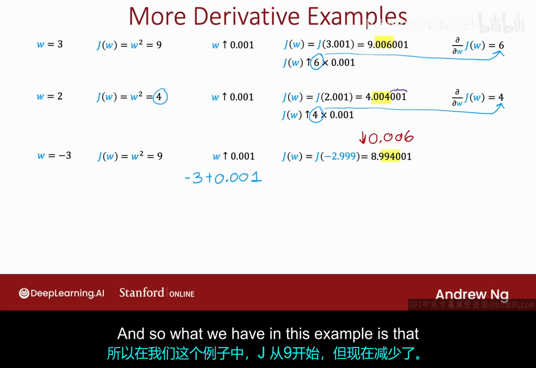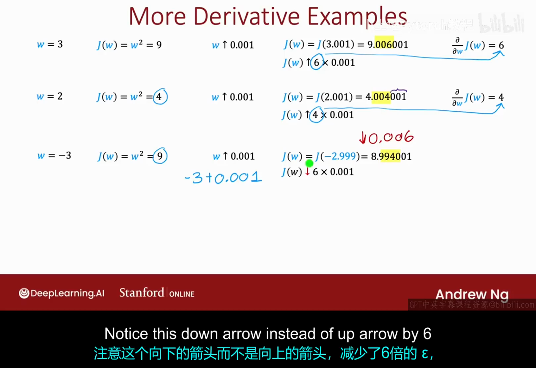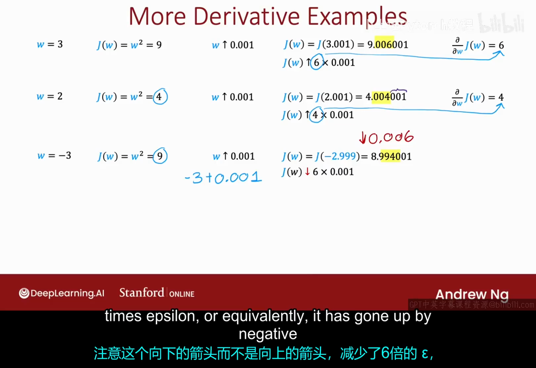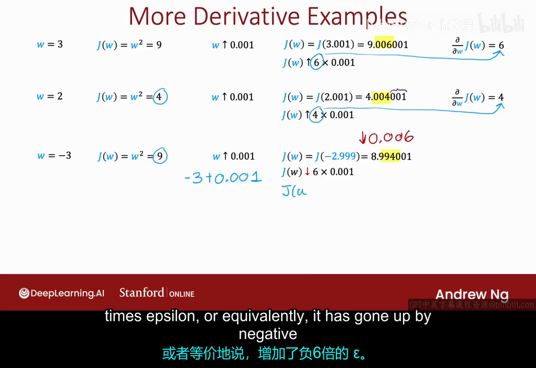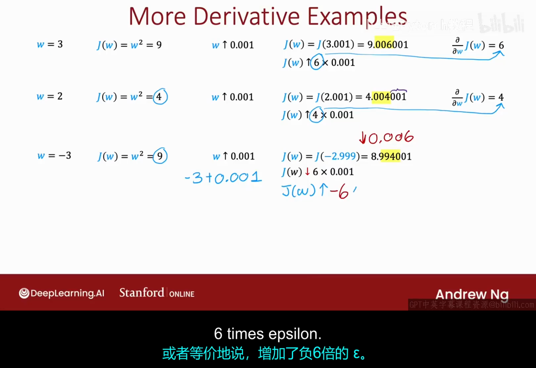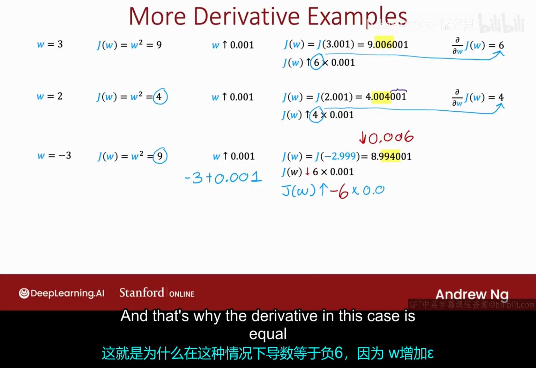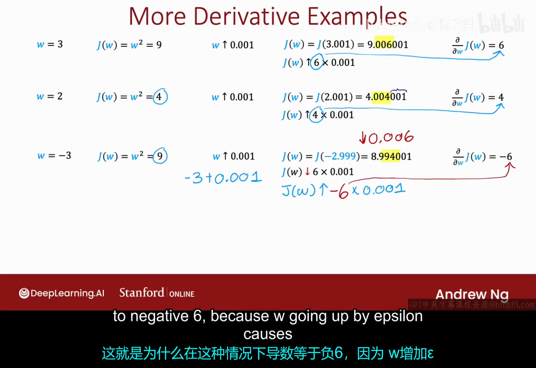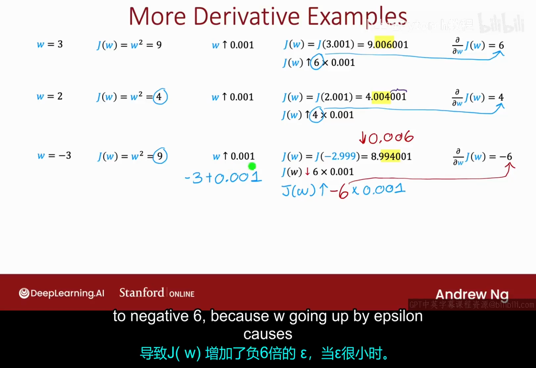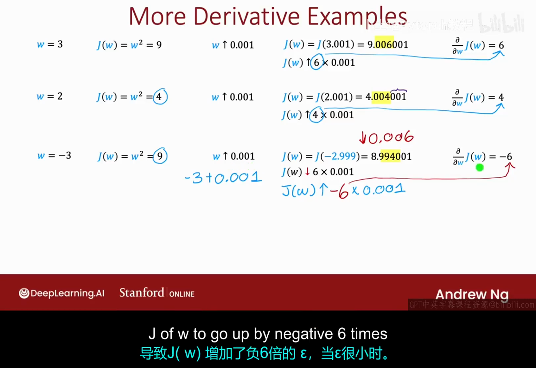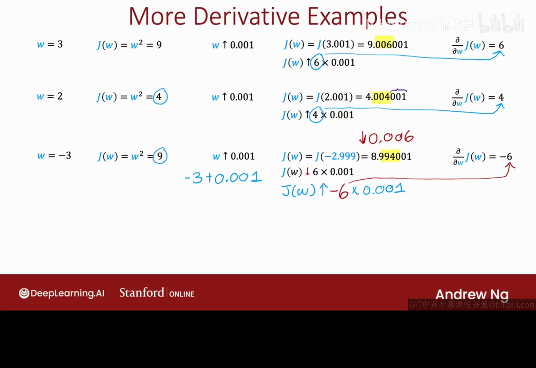And so what we have in this example is that J starts off as 9, but it has now gone down. Notice this down arrow here instead of up arrow by 6 times epsilon, or equivalently, it has gone up by negative 6 times epsilon. And that's why the derivative in this case is equal to negative 6, because w going up by epsilon causes J of w to go up by negative 6 times epsilon when epsilon is small.